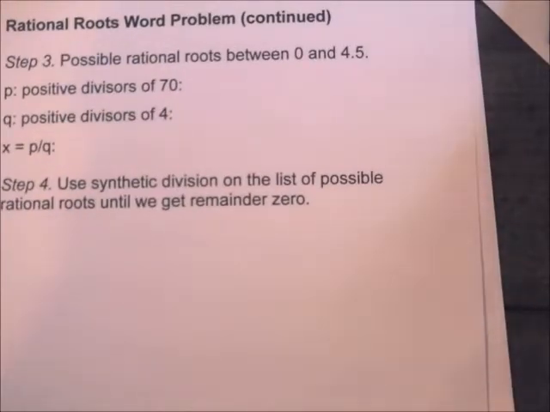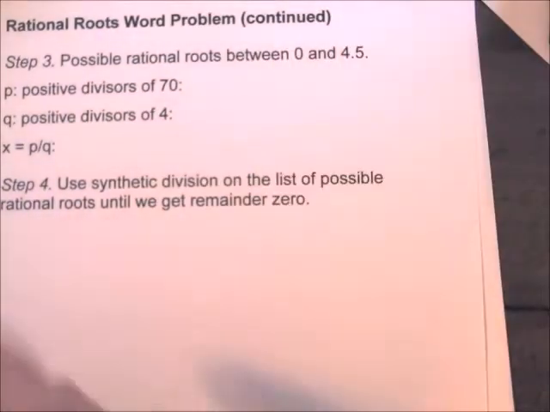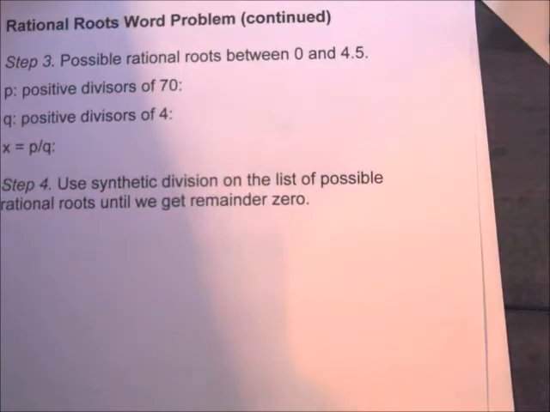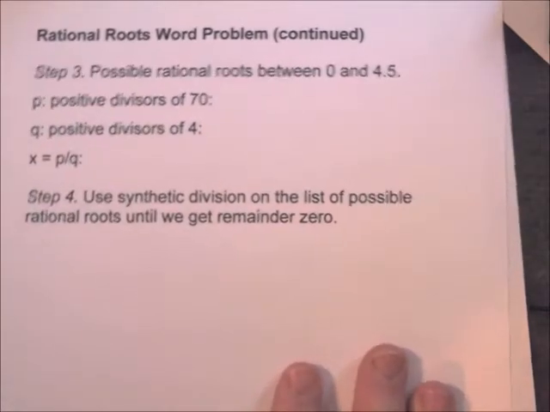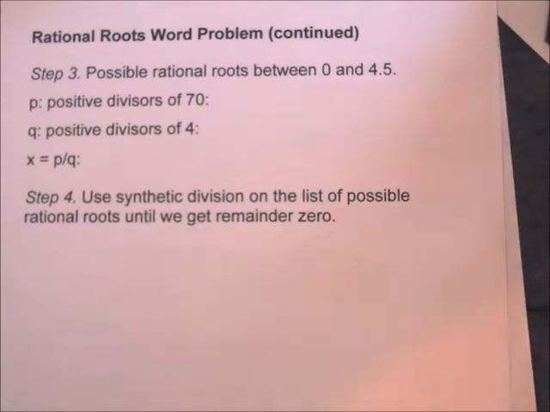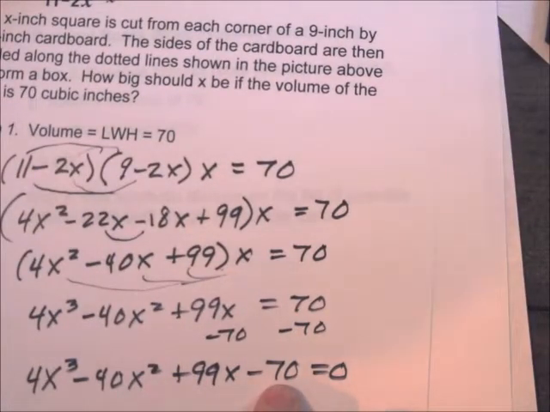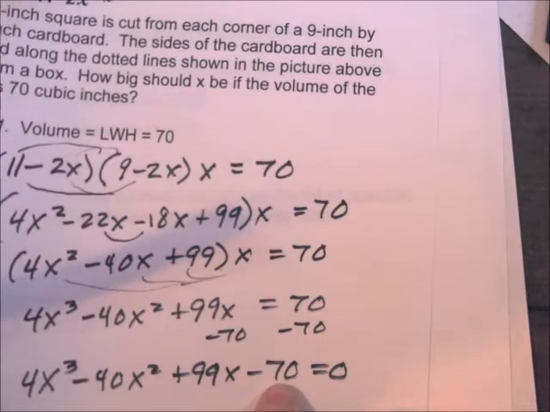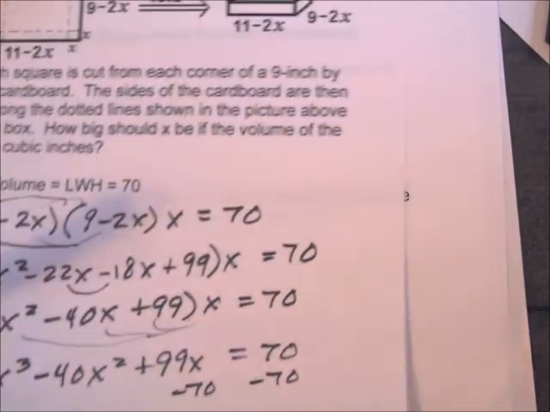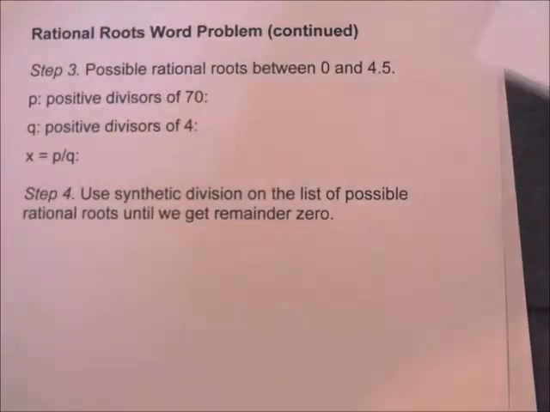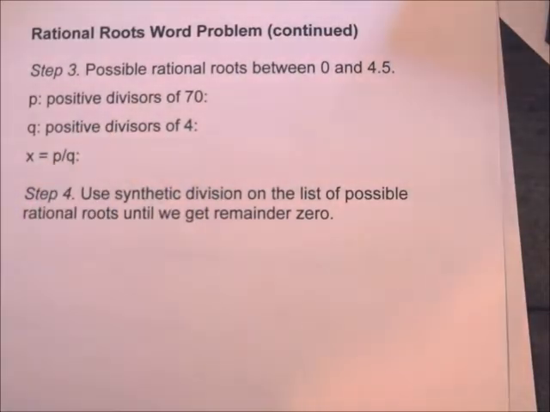Okay, so now let's apply the rational roots theorem. So our polynomial, the last term is 70. So we want the positive divisors of 70 because we're only looking at values of x between 0 and 4.5.